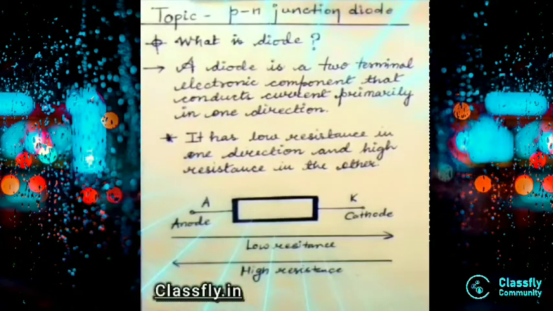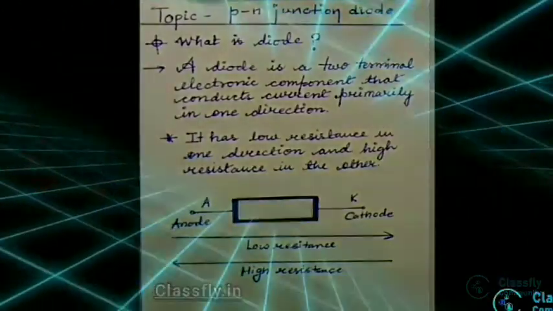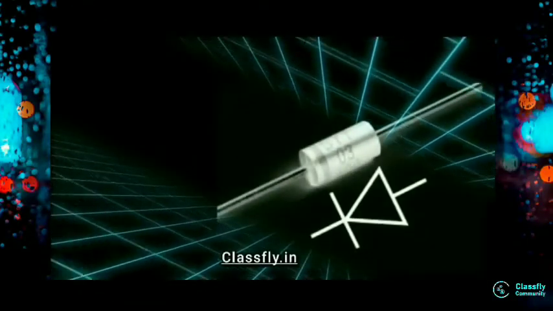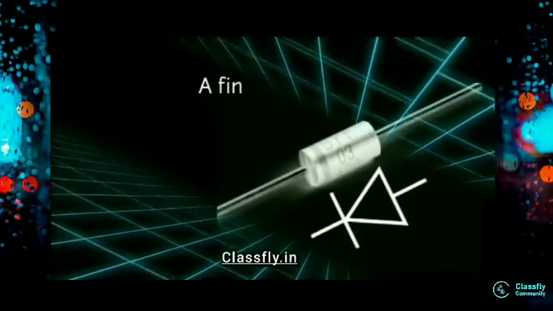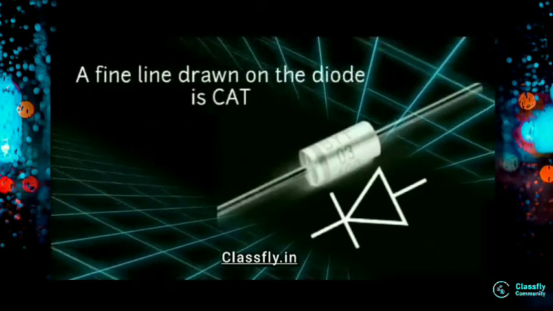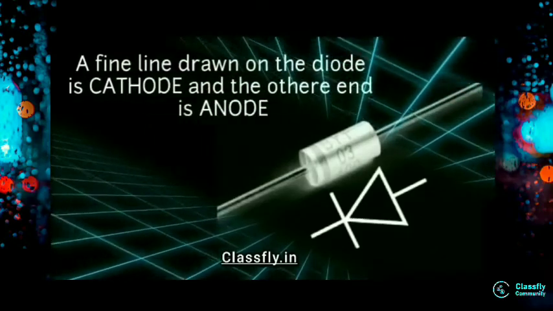Now we will look at how a diode looks. So let's move on. Here we can see a diode. It says that a fine line drawn on the diode is the cathode and the other end is the anode, and this represents the diode.